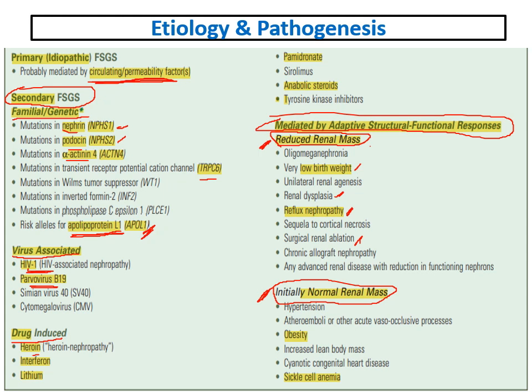But if the patient initially has a normal renal mass, it may be affected like in obesity, very important, and you should note, in obesity or overweight, and sickle cell anemia. This is the most common secondary causes for FSGS, very important. If secondary, there is genetic: nephrin, podocin, alpha-actinin, apolipoprotein; virus: HIV, parvovirus; those are the most important. Drugs: heroin, interferon, lithium, pamidronate, sirolimus, anabolic steroids, tyrosine kinase inhibitors. And in reduced renal mass, like in very low birth weight and reflux nephropathy, or renal ablation, surgical renal removal, and in obesity and sickle cell anemia.